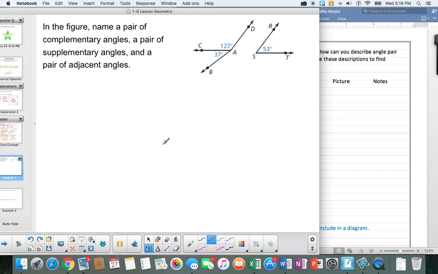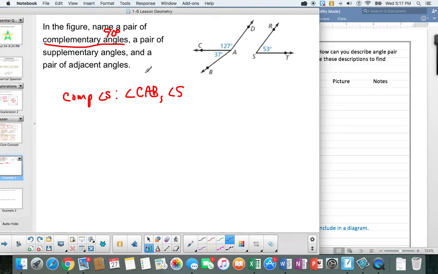Okay, let's go to this point. In this figure, name a pair of complementary angles. Well, we know that complementary means adding up to 90. So I need to see if two angles add up to 90. And yes, I do. I can see I have a pair of complementary angles. I'm just going to abbreviate, and that'll be angle CAB. I can't get away with saying angle A because there's three angle A's. But I can get away with saying angle S. There's only one angle S.